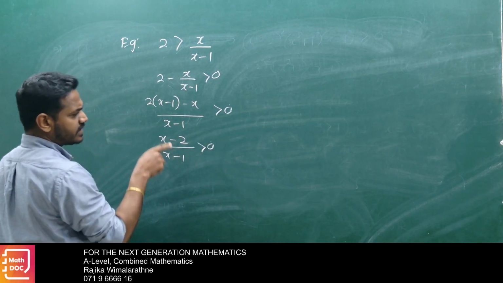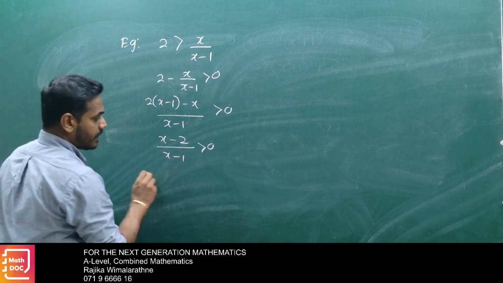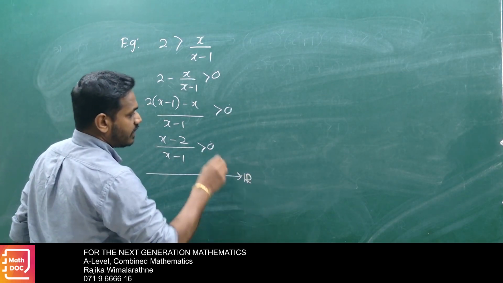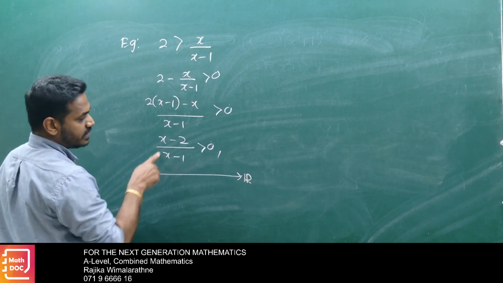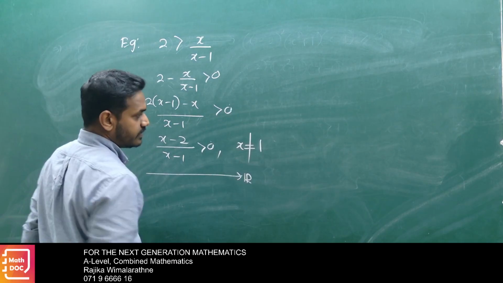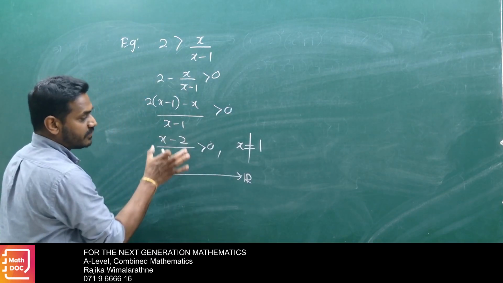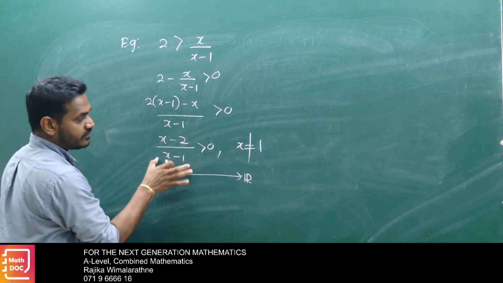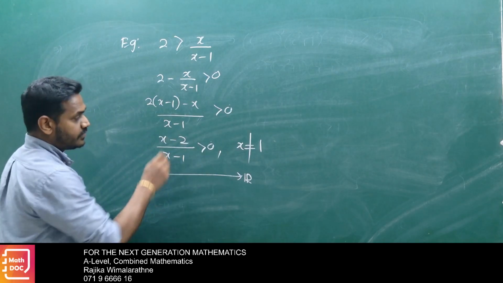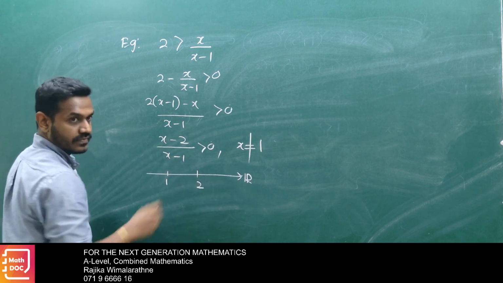Now here we have factors. You have to eliminate the denominator zero: here x equal to 1 is impossible, so you have to remove it. Now we have the denominator and numerator factors, so you take the zeros like a polynomial: here 1 and here 2.